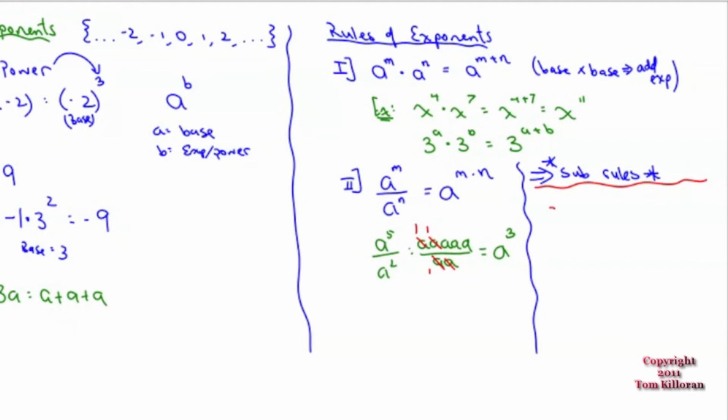Let's do it in the same power. a to the 5th divided by a to the 5th. Well, by rule number 2, this is a to the 5 minus 5, which is equal to a to the 0.